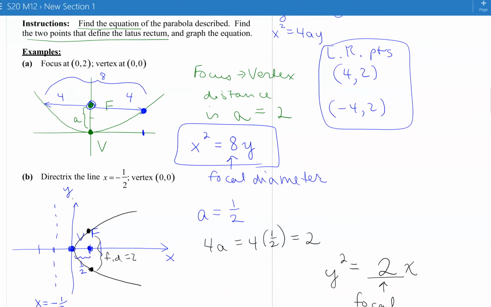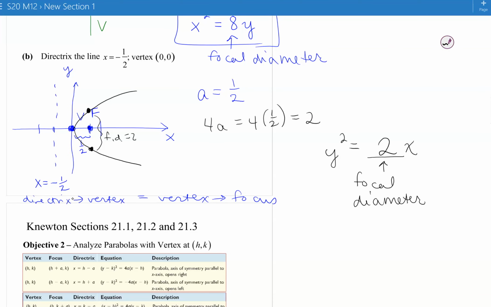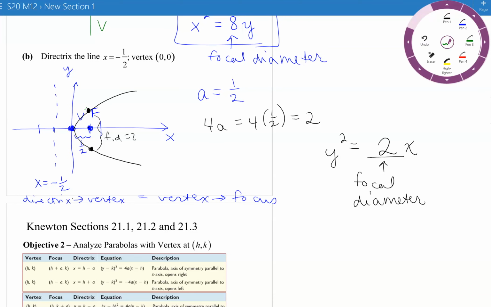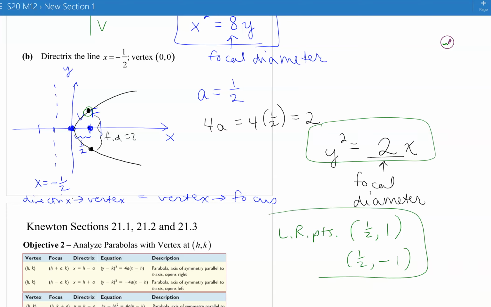So I found the equation. I need the 2 points that define the latus rectum, and I've graphed my equation. So let's read these latus rectum points off my graph. So the latus rectum points are 1/2, 1 and 1/2, -1. So here's my equation and my latus rectum points.